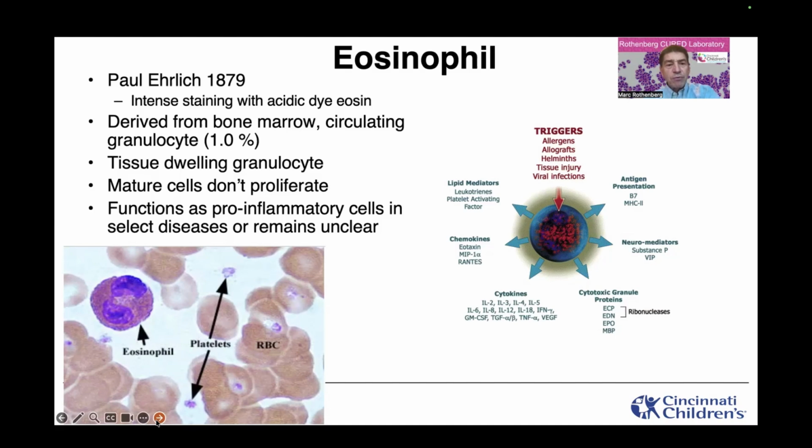They can function as pro-inflammatory cells in select diseases. In other cases, their function remains unclear. Here in this picture, we can see an eosinophil, a beautiful cell with its eosinophil granules and the blue part being the nucleus.